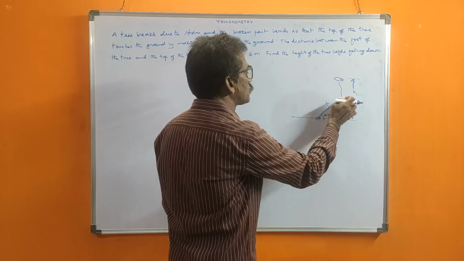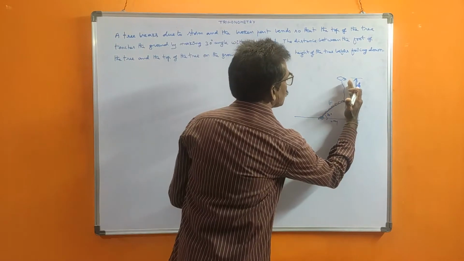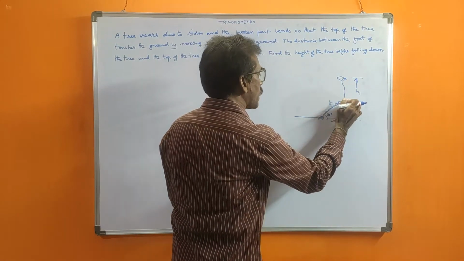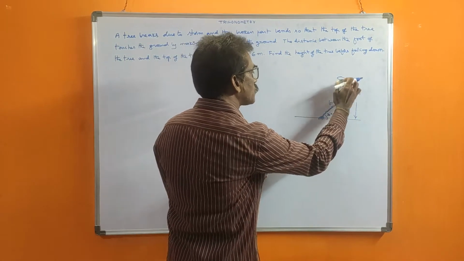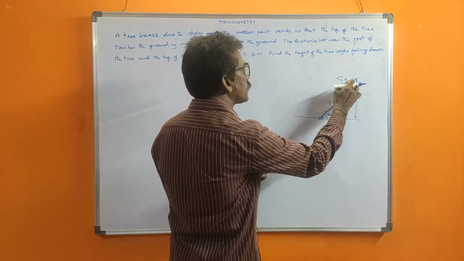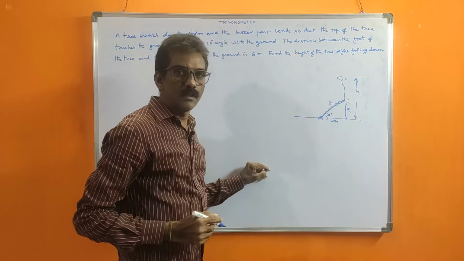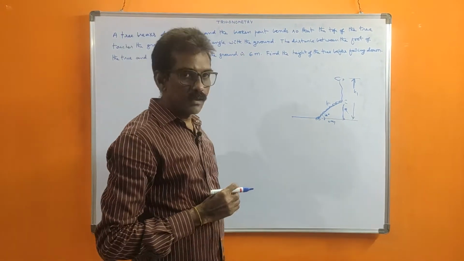If you add these two, then only we get the total height of the tree, because in the total height, only some height is bent like this. So this part becomes this part. So this part adding means instead of this part we will add this part. So these two, A plus B, give the total height of the tree.